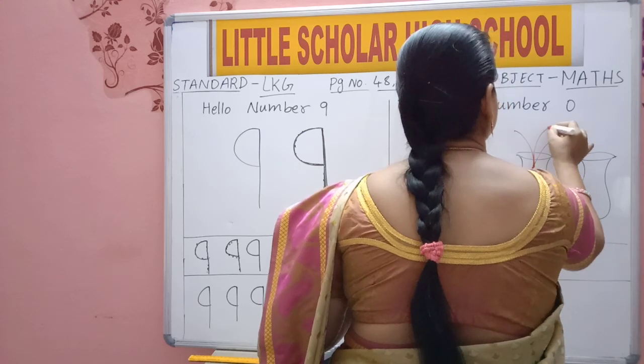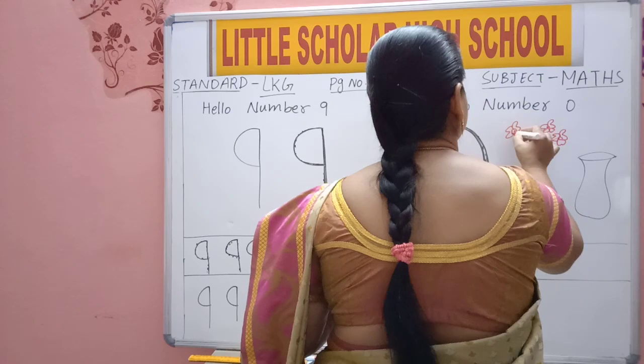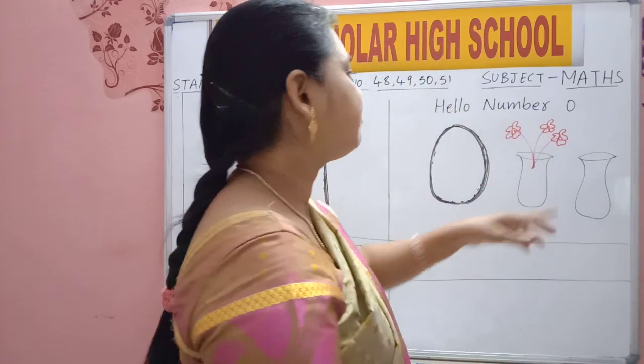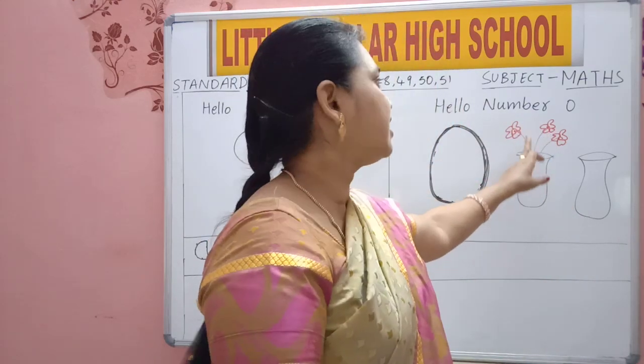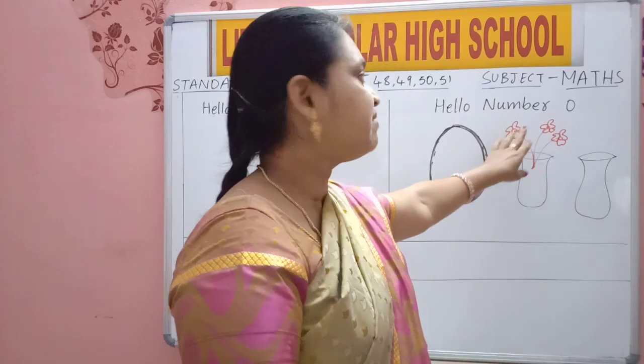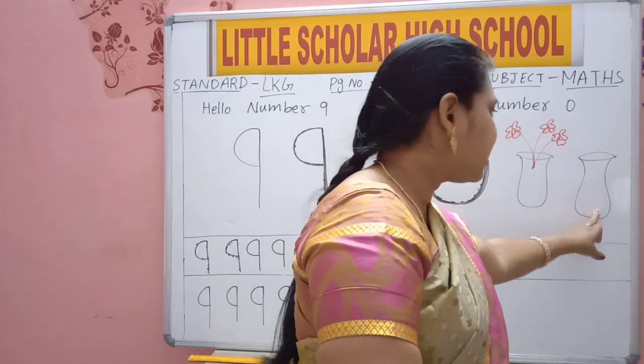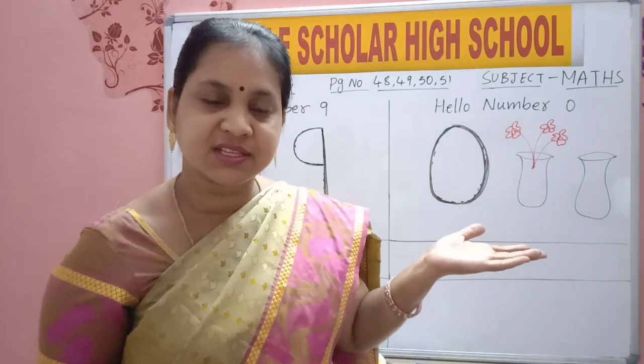What are these in the flower pot? Flowers are there. Yes. In this flower pot, how many flowers are there? 1, 2, 3. Yes. Now tell me, in this flower pot, how many flowers do you have?